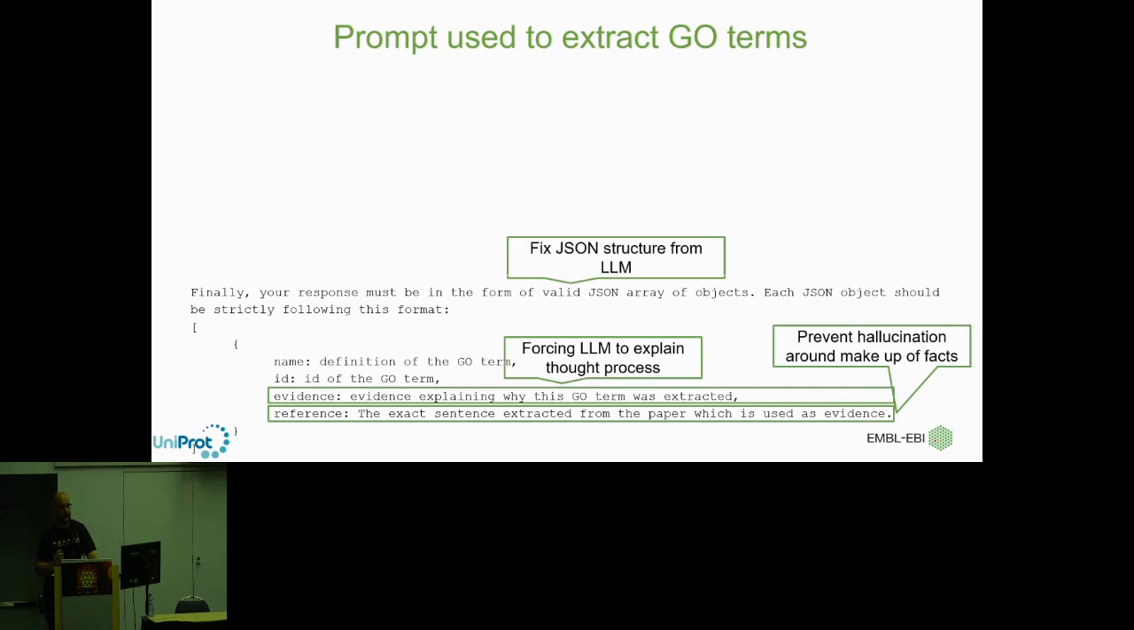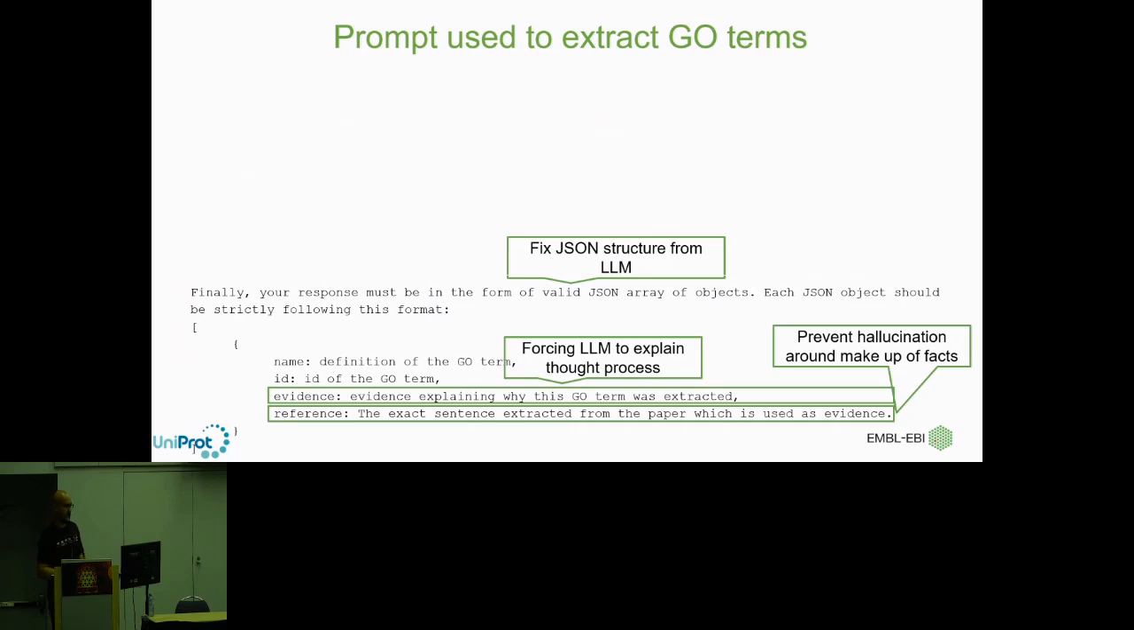So whatever the result comes from the large language model, it is converted into a JSON structure by the large language model. And the JSON consists of 4 attributes: ID, which means the Go term, and name, which means the description of the Go term. The reference, which is the exact sentence from the sentences we have submitted, to prevent the hallucination of facts.